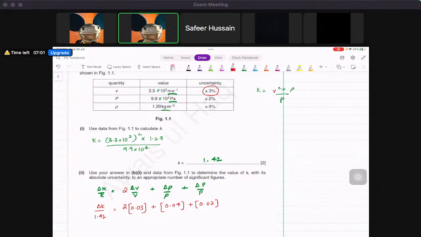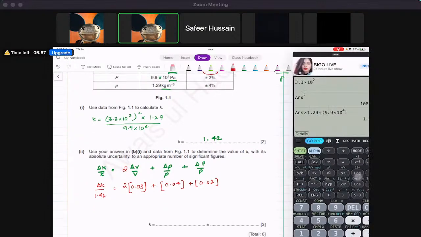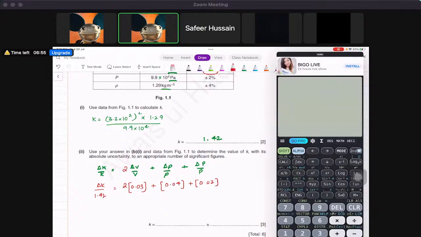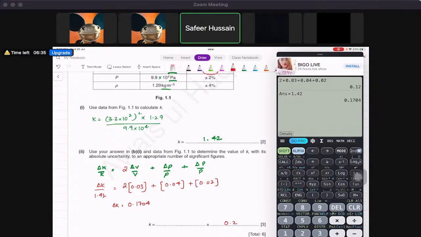Now let's calculate this. 2 times 0.03 plus 0.04 plus 0.02, and then multiply by 1.42. So you get delta k to be 0.1704, which can be written as 0.2, and then that should be written as 1.4. Is it clear, everybody?